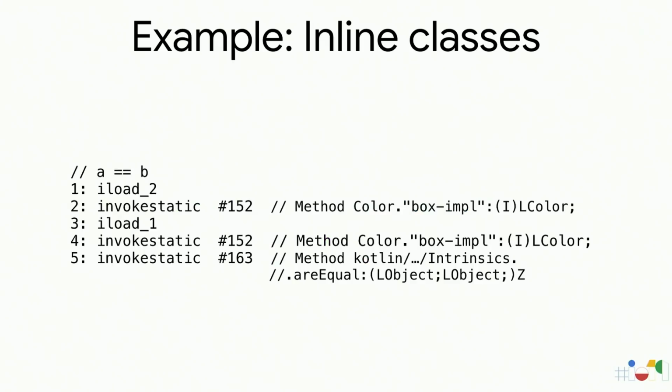However, when we look at the bytecode, here's what happens. When I do a equals b, first we load one of the variables. I think it's b. Then we call box-impl, and you can see that we're generating a color instance from that integer. Then we do the same thing again for the a variable, and then finally we invoke a static function called r=. That's an intrinsic in the Kotlin standard library.